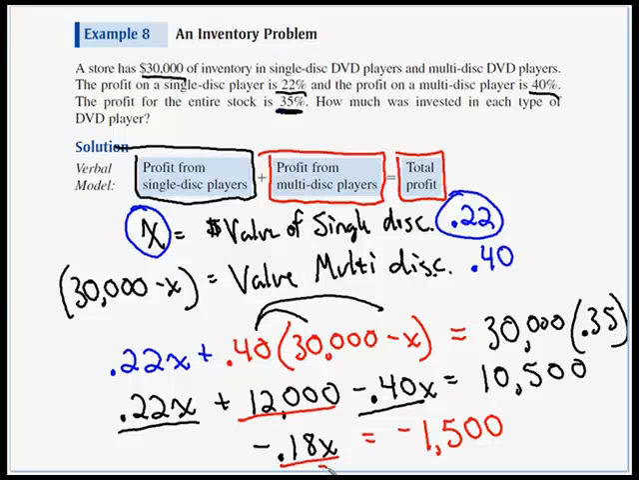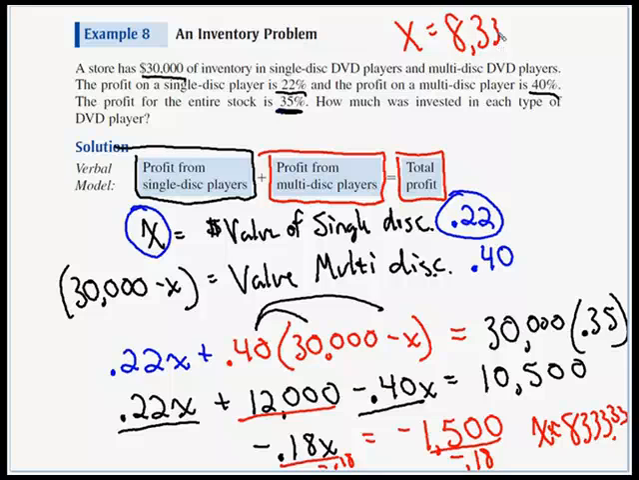Divide by negative 0.18, and divide this side by negative 0.18, and we get X is approximately $8,333.33. Let me write that up here. X equals $8,333.33. So is that the end of the problem?